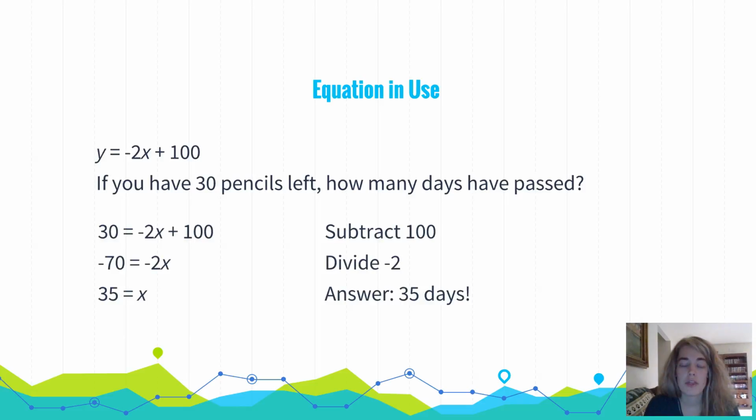So I substituted 30 in for y, because remember x is how many days. So 30 pencils goes in for our y. And then I have this equation. I subtracted 100 from each side to get negative 70 equals negative 2x. And then I divided by negative 2 on both sides to get 35. So that means it will take 35 days to have only 30 pencils left.